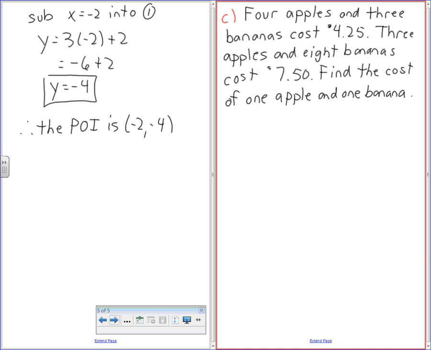So let A equal the price of apples. If you want to use X and Y, that's fine as well. I'm going to use A and B for apples and bananas. Without that information, you are stuck in this question.